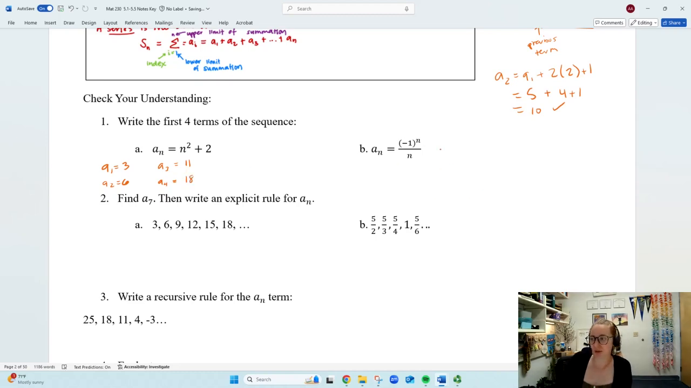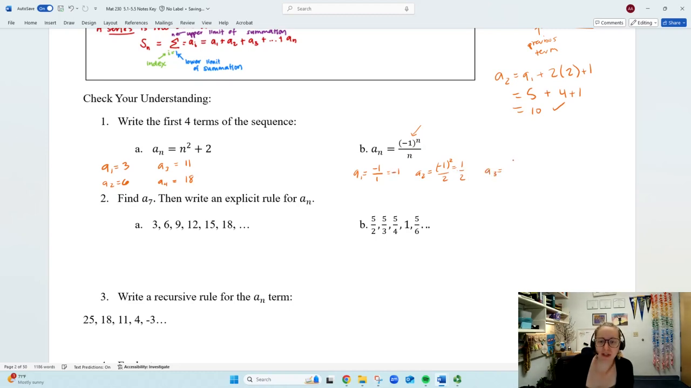And then over here, we can also do this. This would be called, well, actually, I'll tell you what it's called right after we try this. So a sub 1 means I'm plugging 1 in for n. So I'm going to have negative 1 to the first power, just negative 1 over 1. So negative 1. My second term is going to be negative 1 squared. So I'm going to have something positive over 2. It's going to be 1/2.